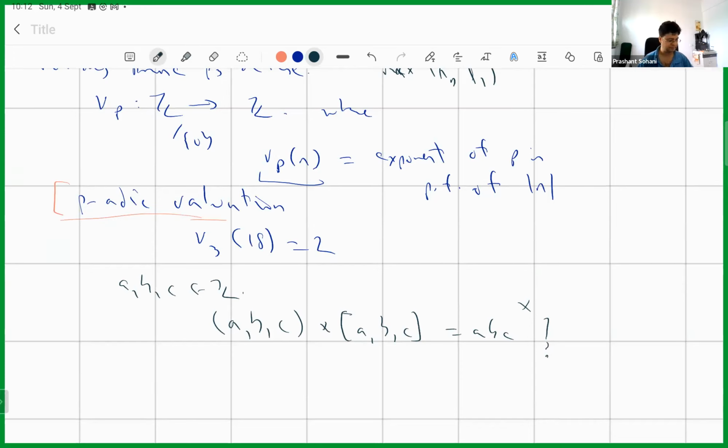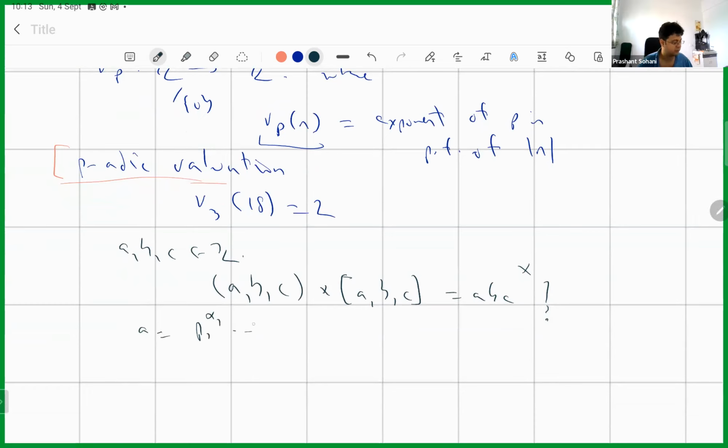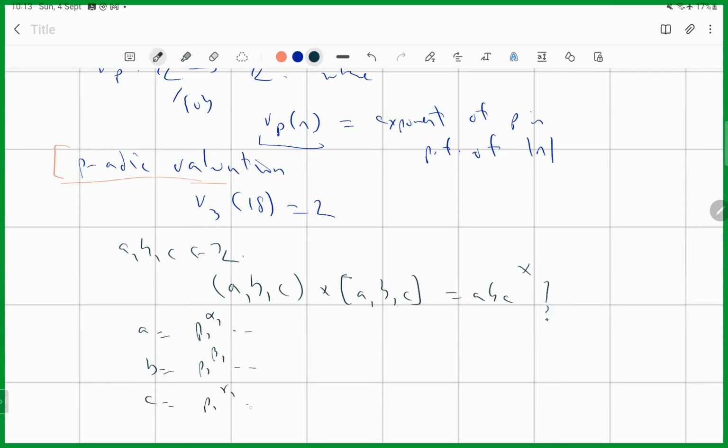Yes, so we've seen that GCD of A, B, C will have the exponent. So let's define A, B, and C as: A is P1 to the power alpha 1 into P2 to the power alpha 2, and so on up till Pk to the power alpha k, and then B as P1 to the power beta 1, and so on, and then C as P1 to the power, say, gamma 1.